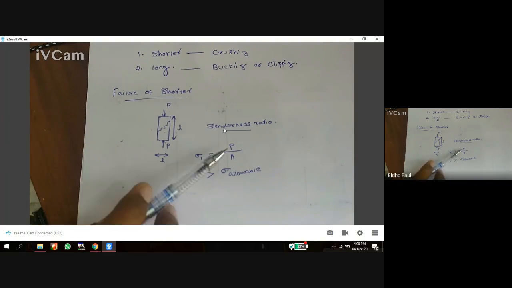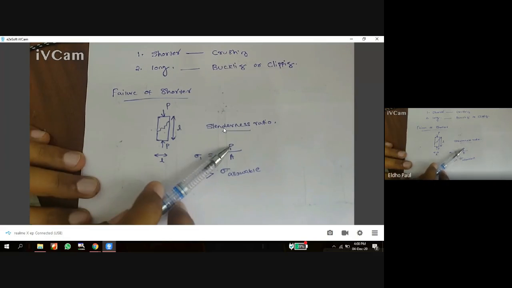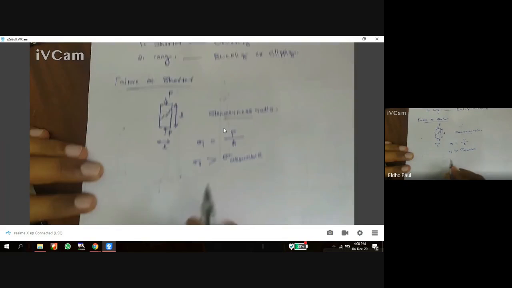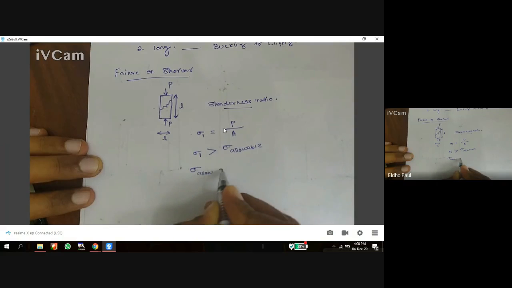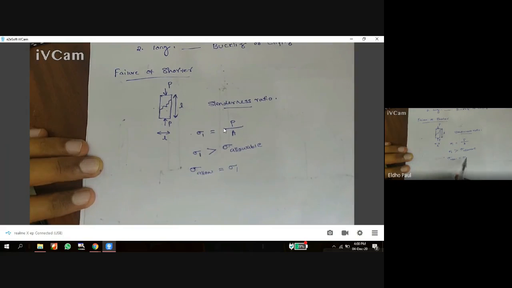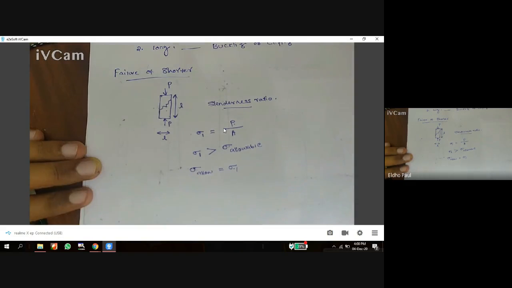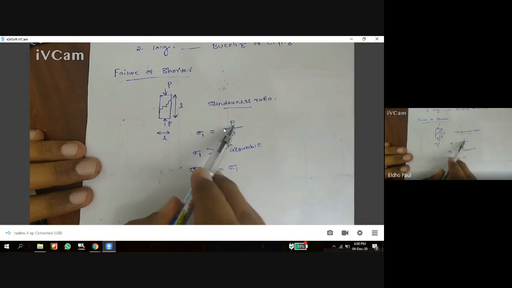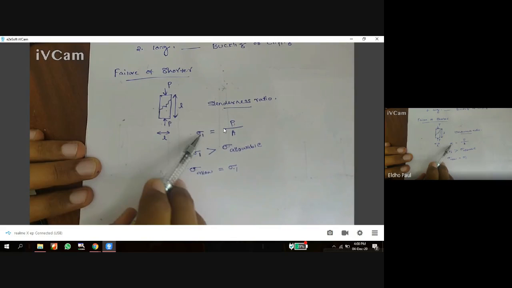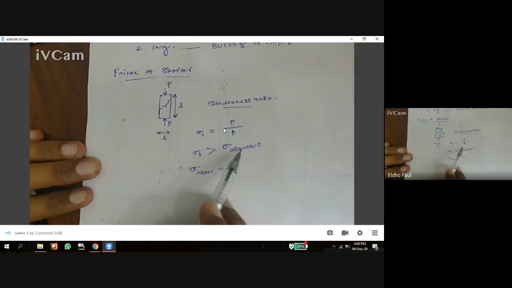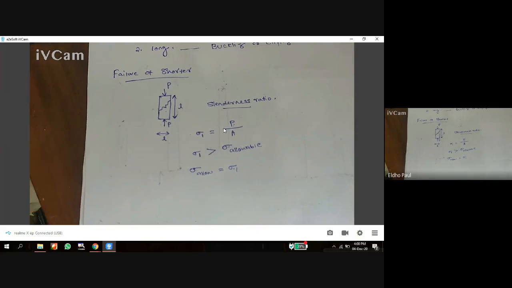So this is the maximum. The P is the load corresponding to sigma 1. That means if sigma allowable is equal to sigma 1, then corresponding to sigma 1 there will be a P. That is the maximum load carrying capacity of this shorter column. If you increase the P value greater than that maximum value, then what happens? Sigma 1 will increase, which is greater than the allowable sigma of the material, and the column starts to fail by crushing. So that is the first failure, crushing failure.